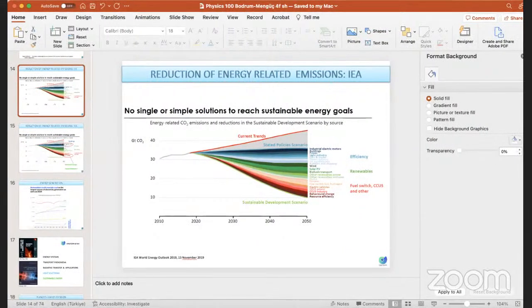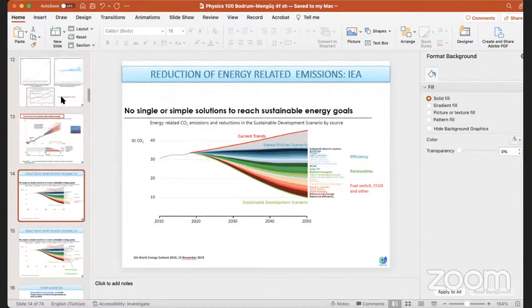Hocam duyabiliyor musunuz bizi? Evet. Now can you hear me? Tamam, duyabiliyoruz hocam. Bir iki slide geriden başlarsanız rica etsem.